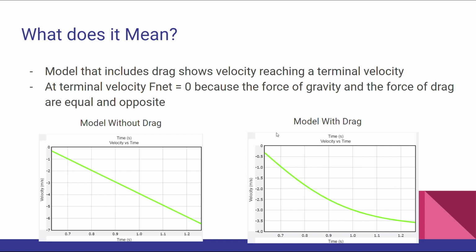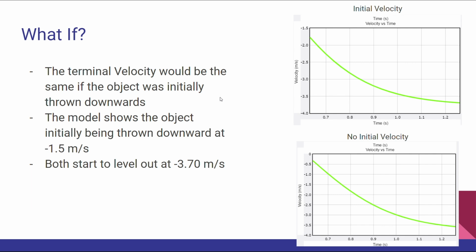Okay, so what does this all mean? Basically, the model that includes drag shows velocity reaching a terminal velocity. Here's without drag, the velocity just keeps speeding up forever and ever, whereas this one levels off at about negative 3.7 meters per second. At terminal velocity, F net equals 0 because the force of gravity and the force of drag are equal and opposite.